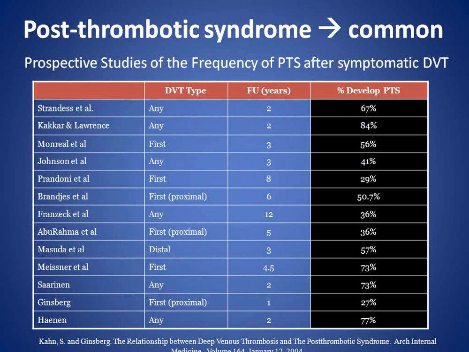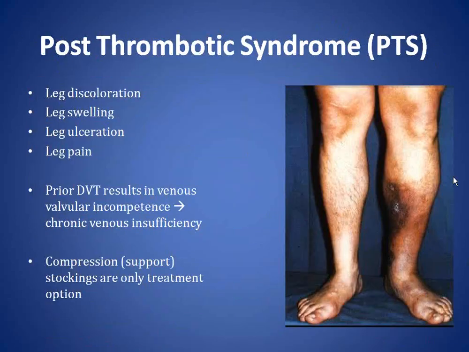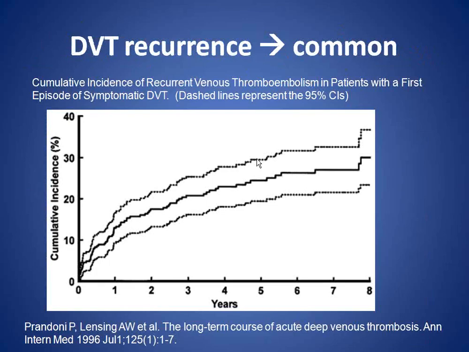It matters because once people get to the point where their leg looks like this, there's nothing you can do about it. What else can happen? A DVT can recur. It's 30% at 8 years, looking at all these studies, from 1996. Once you have a DVT, you're obviously at risk for getting another DVT. You get your DVT, you get some anticoagulation, you stop it when the DVT is gone, and you may get another one in the future.